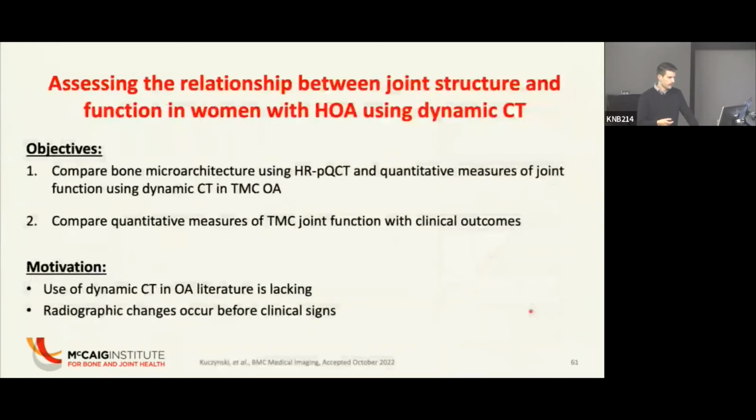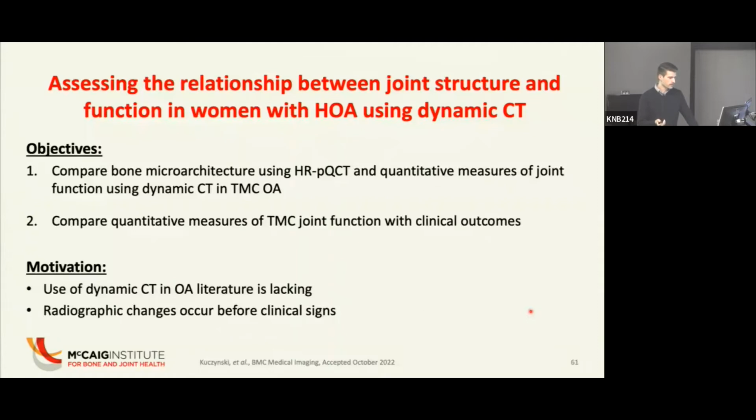So quickly going into this study that we're currently recruiting for, and that I'm working through now, it is assessing the relationship between the joint structure and function in women with hand OA using dynamic CT and HRPQ CT. Here we want to look at some of the bone microarchitecture using HRPQ CT, and use the dynamic CT in the workflow I've shown here to quantitatively measure some of the joint function, and also compare that with some of the clinical outcomes that we see in hand osteoarthritis.